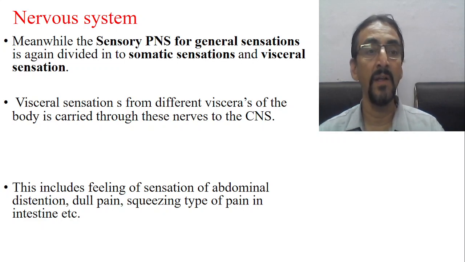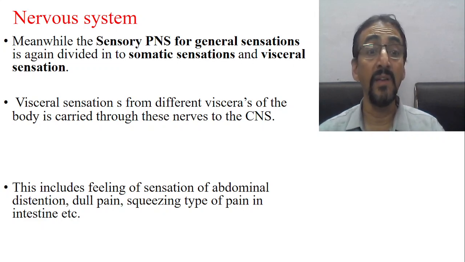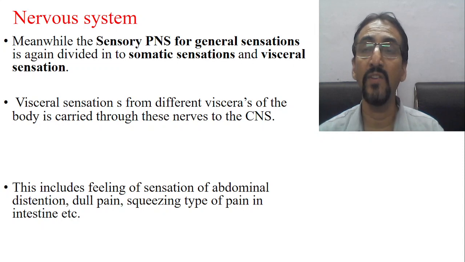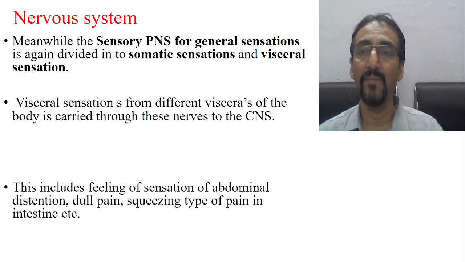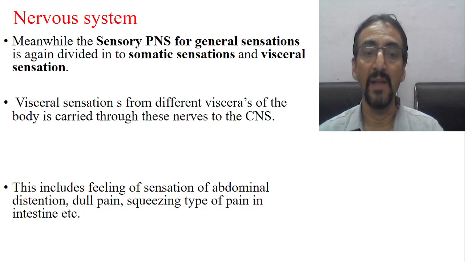What do you mean by visceral sensation? Visceral sensation is from the different viscera, different organs of the body, and that is carried through these nerves into the CNS. This includes the feeling of abdominal distension. When you have abdominal distension, that sensation is not a somatic sensation, it is a visceral sensation. Or you may have a dull aching pain, some problem inside the stomach or intestine, some inflammation, peritonitis, a dull pain, or a squeezing type of pain. Actually all this is coming from the viscera.